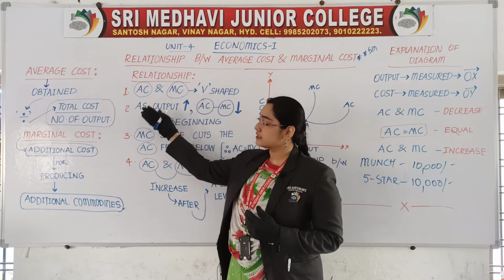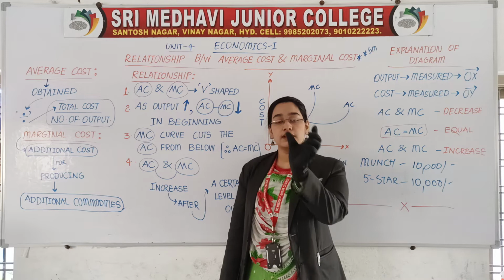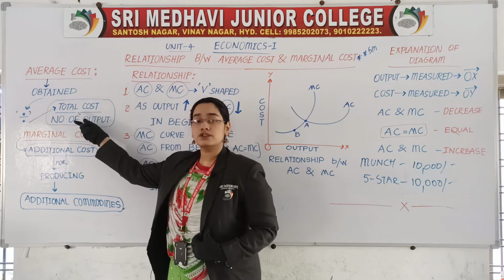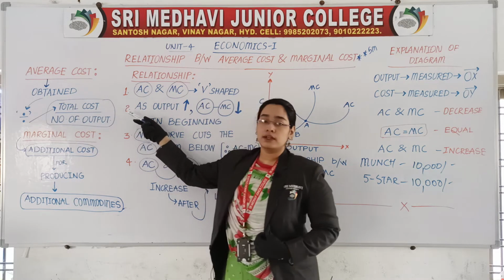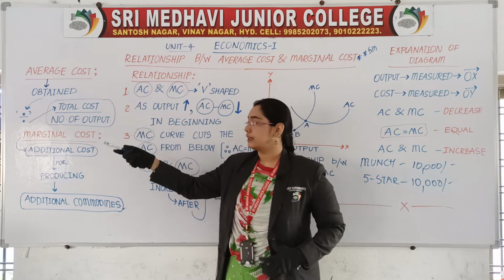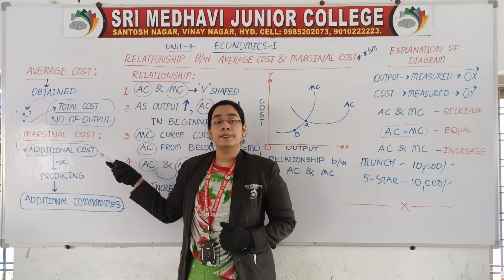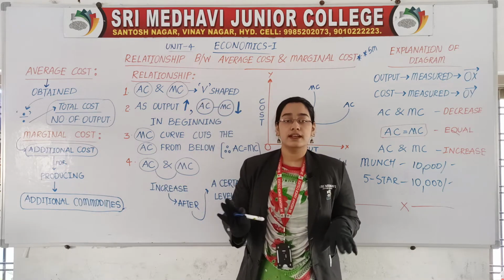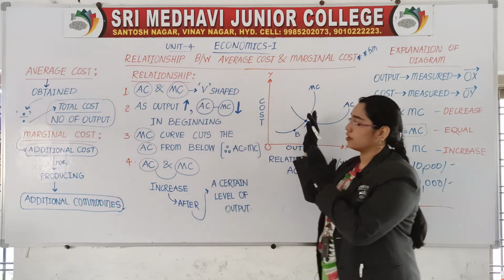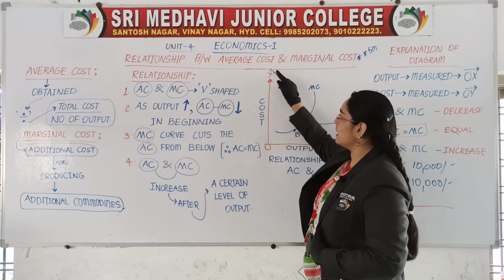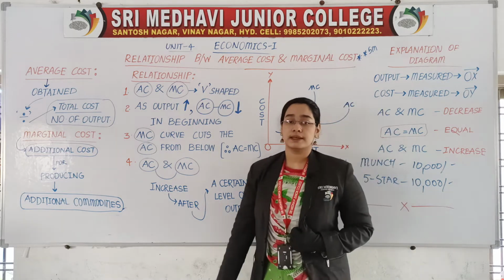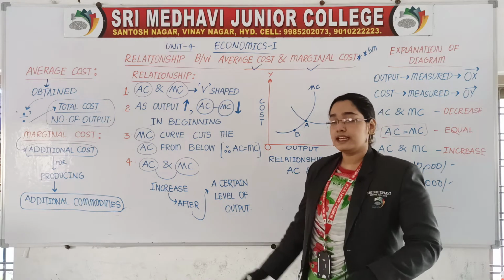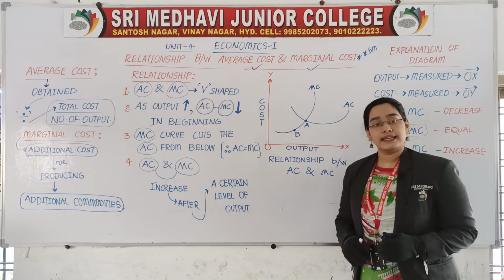So we have discussed the definition of average cost and marginal cost. Let us recall it once again. Average cost is obtained by dividing total cost by number of output. Marginal cost is the additional cost for producing additional commodities. Alright, what was the main heading of this topic? Relationship between average cost and marginal cost. So this definition and this definition is completed. Now let us see what is the relationship between AC and MC.